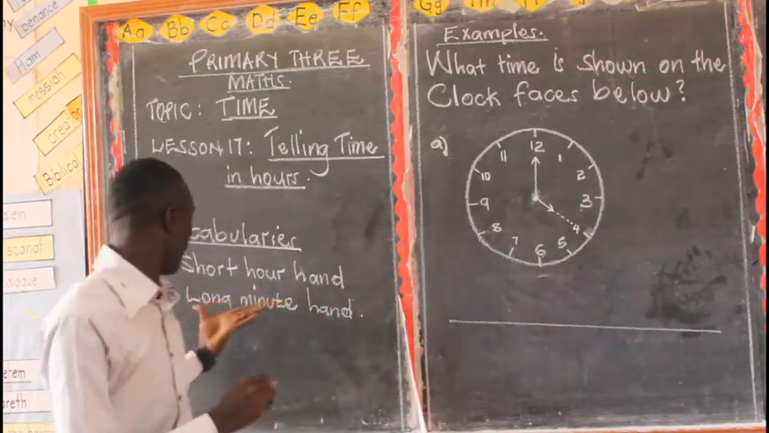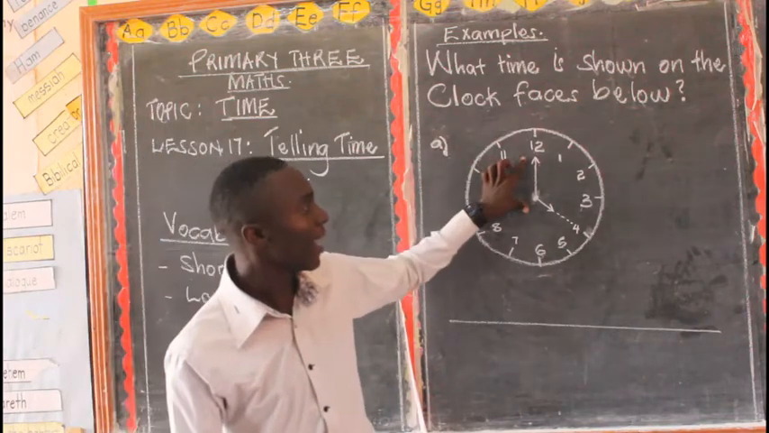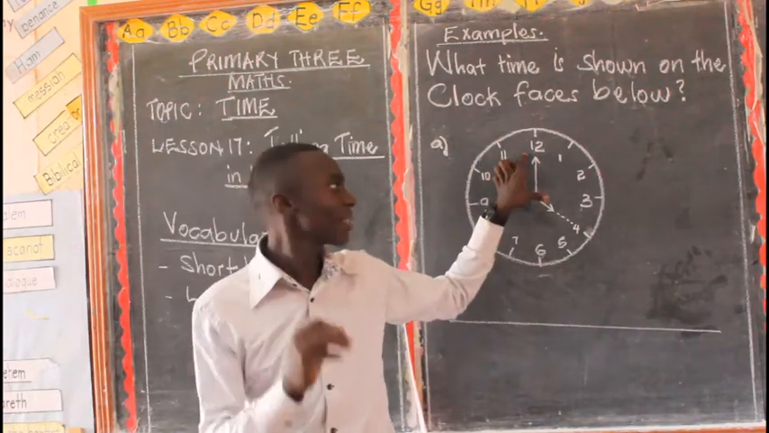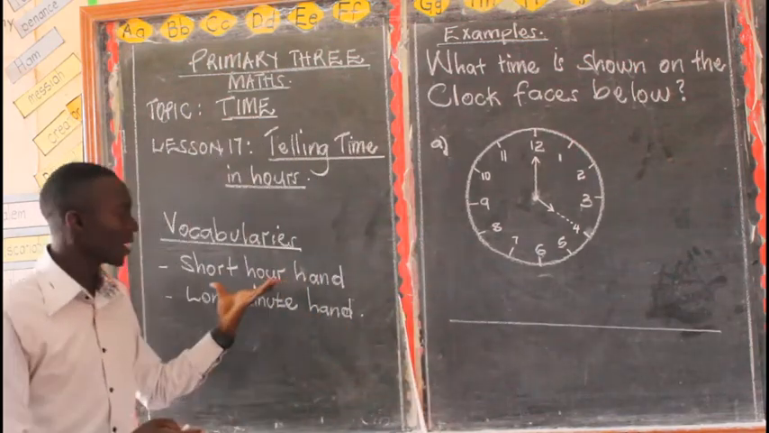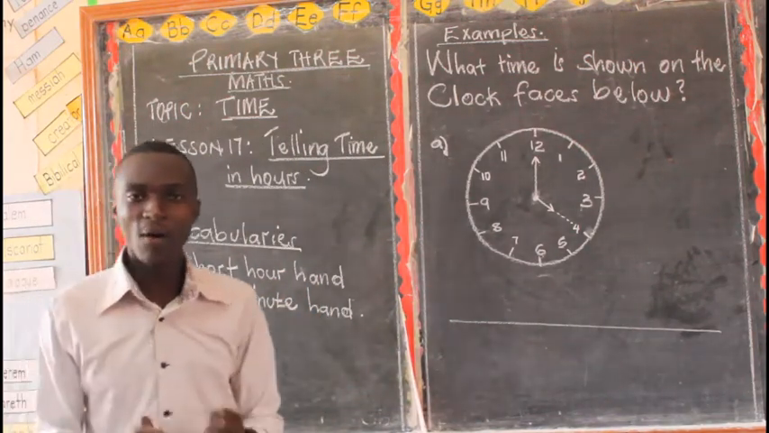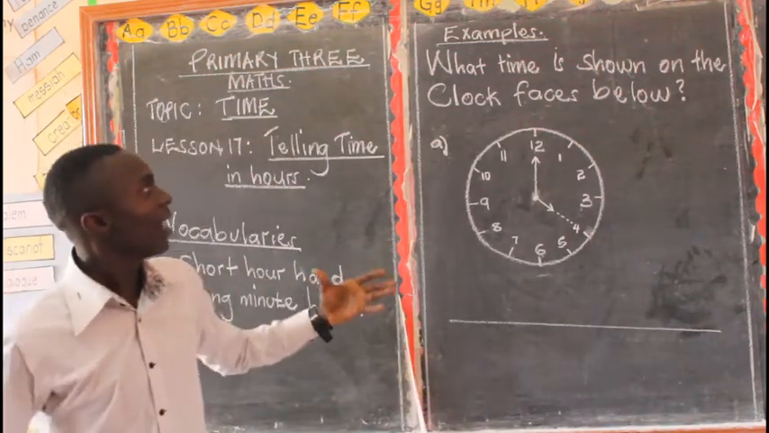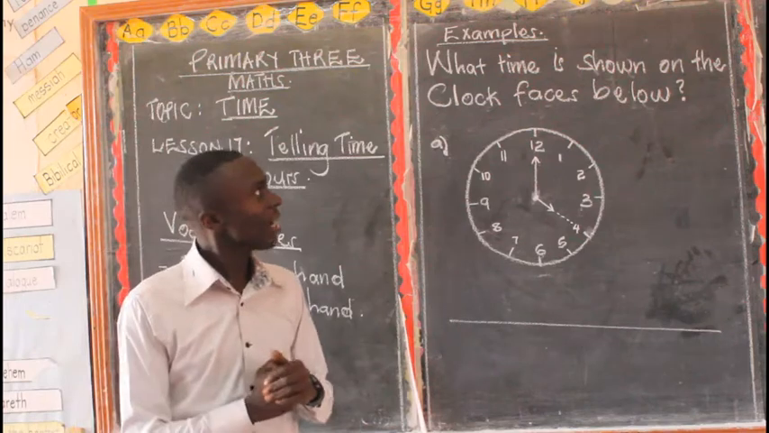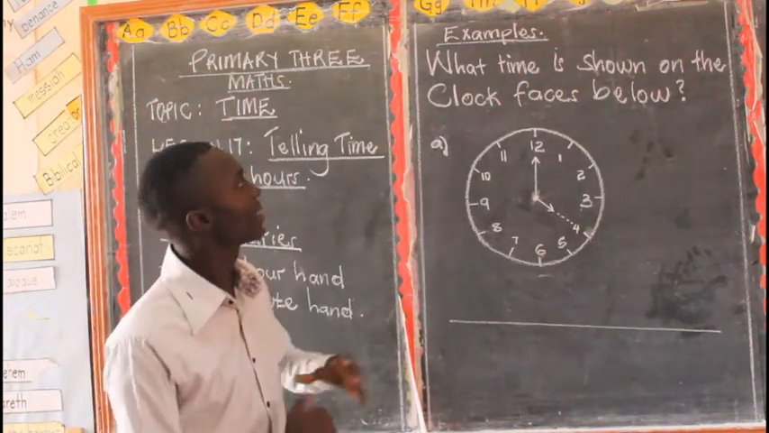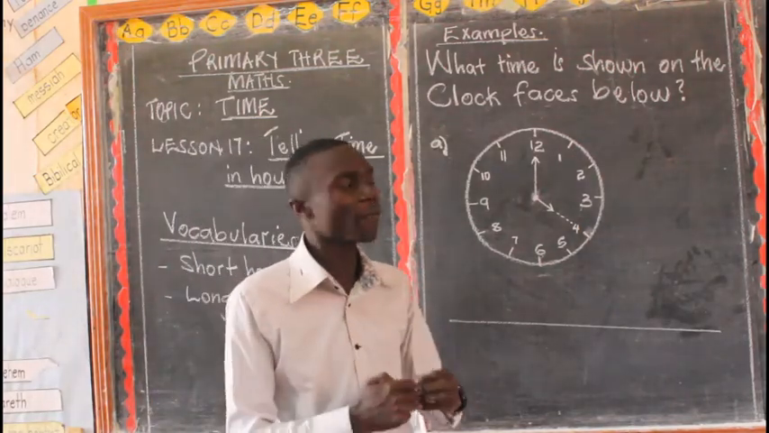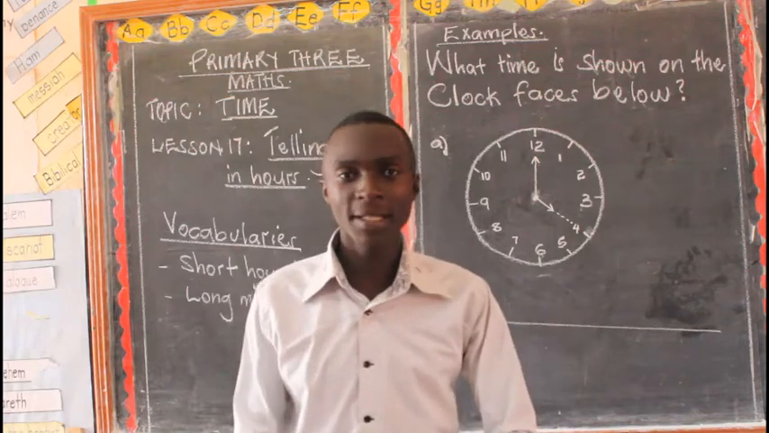But we have another called the long minute hand. This long hand is the one which tells us minutes. So those are the vocabularies that we have here: the short hour hand and the long minute hand. We have examples here. Example 1, part A, is saying: what time is shown on the clock faces below?